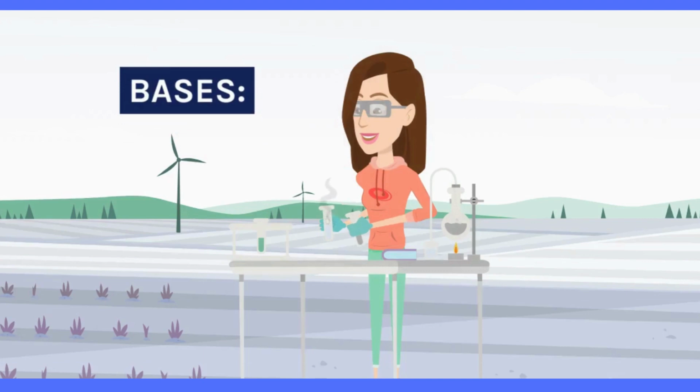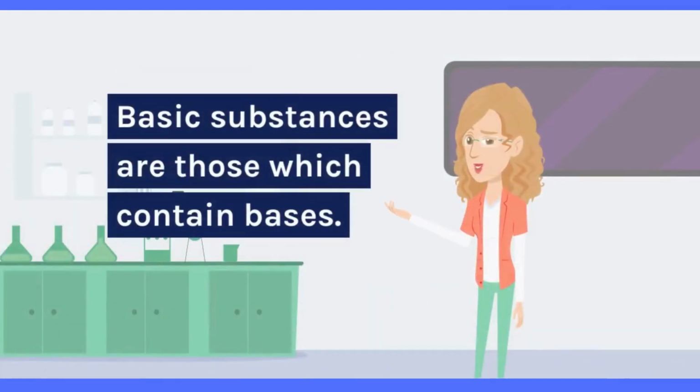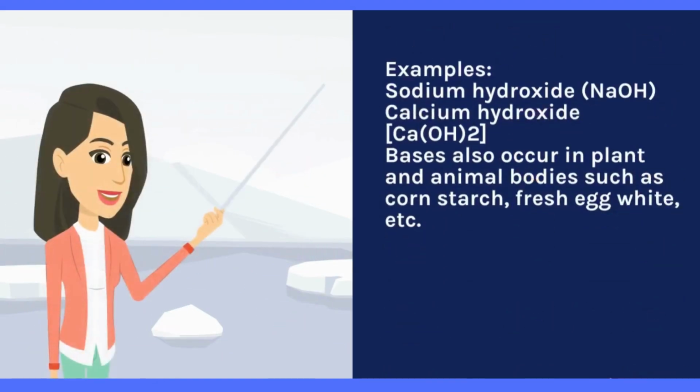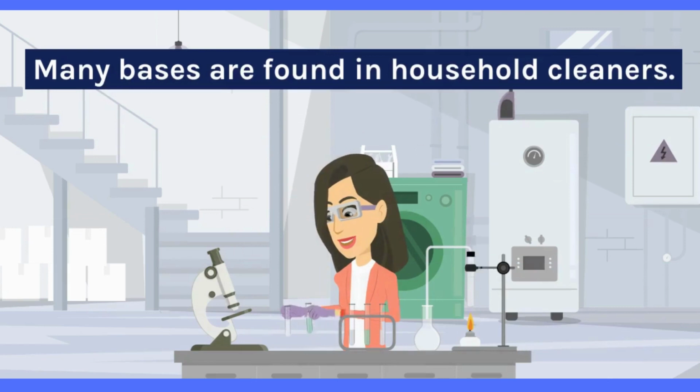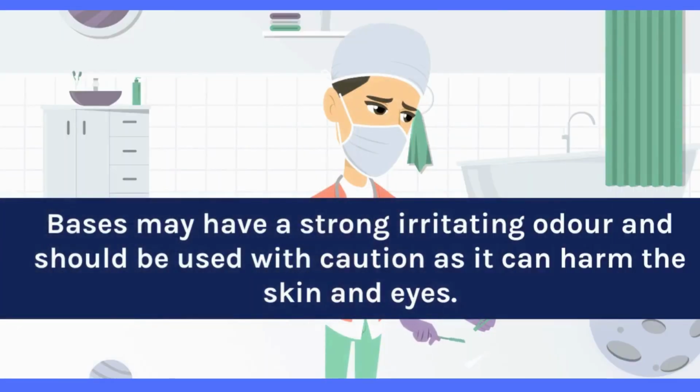Bases. Basic substances are those which contain bases. Example: sodium hydroxide, NaOH, calcium hydroxide, Ca(OH)2. Bases also occur in plant and animal bodies such as cornstarch, fresh egg white, etc. Many bases are found in household cleaners. Bases may have a strong irritating odor and should be used with caution as it can harm the skin and eyes.